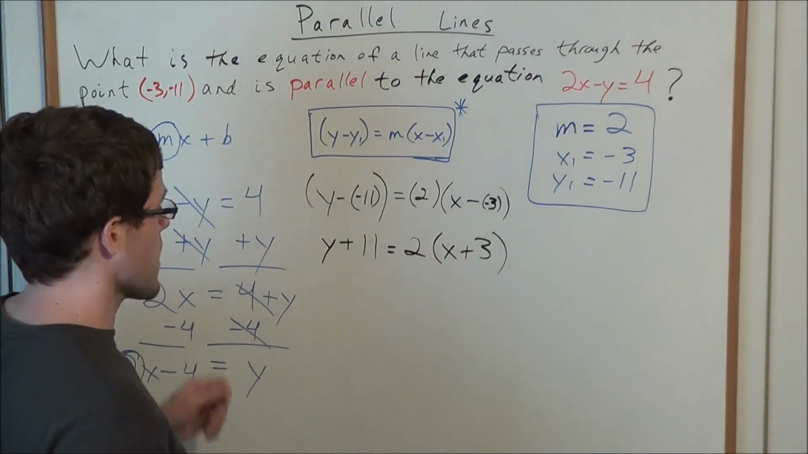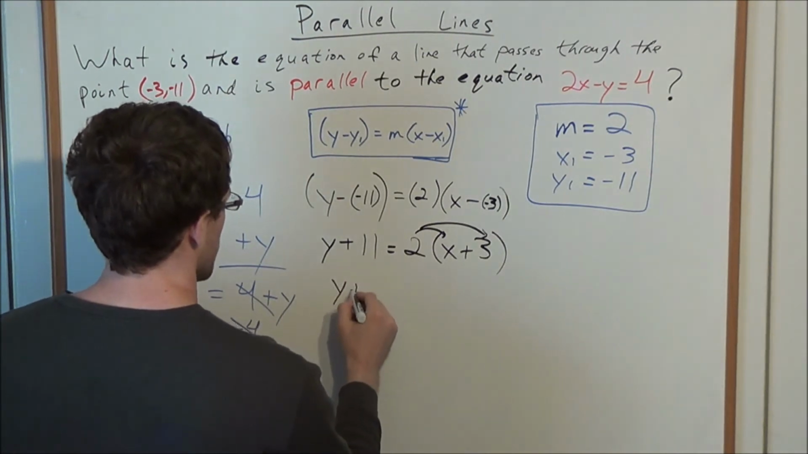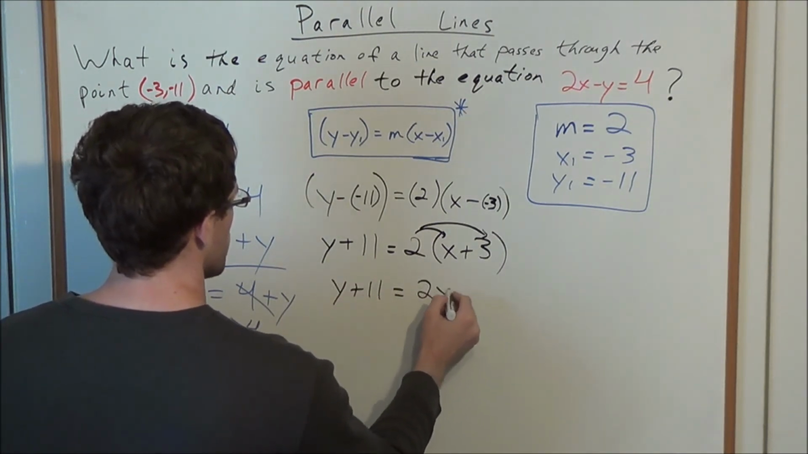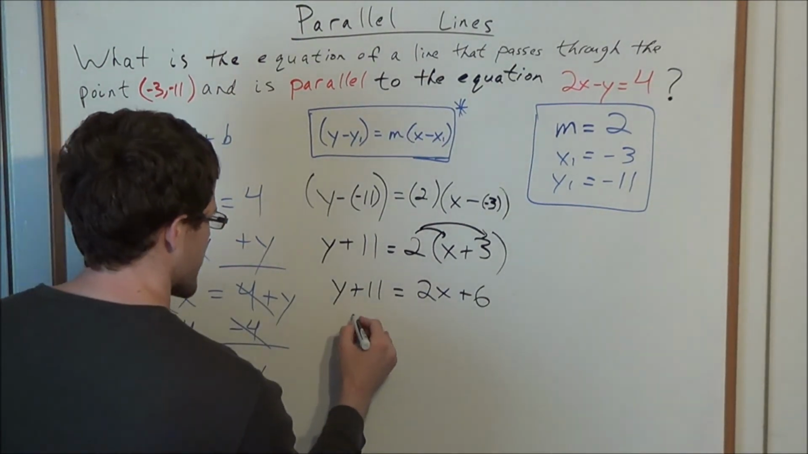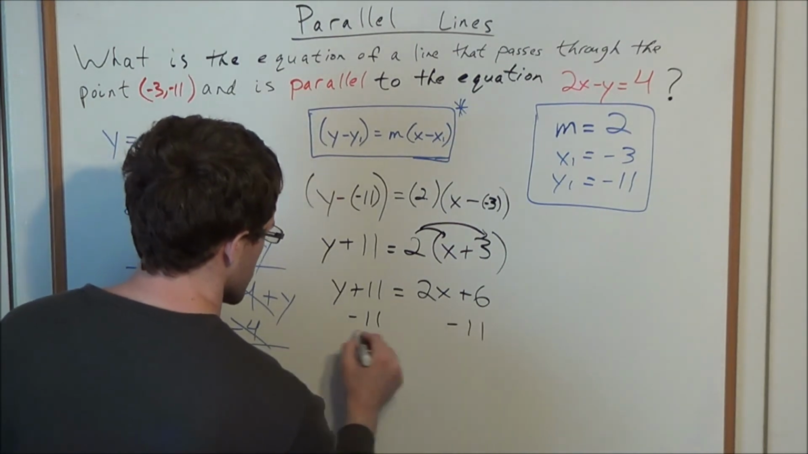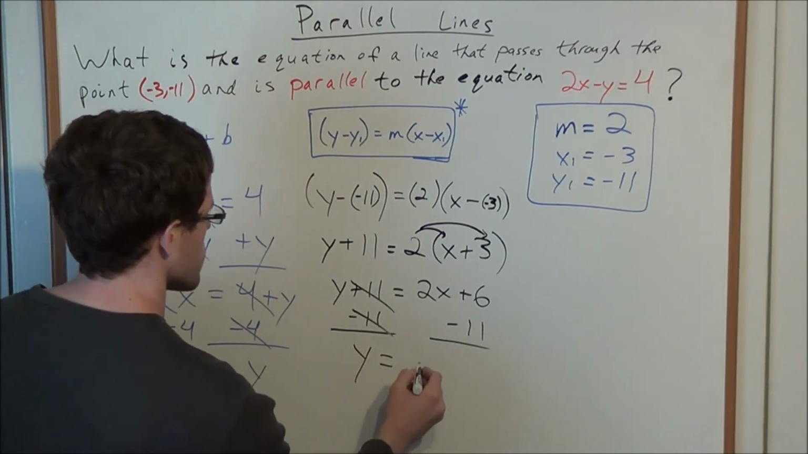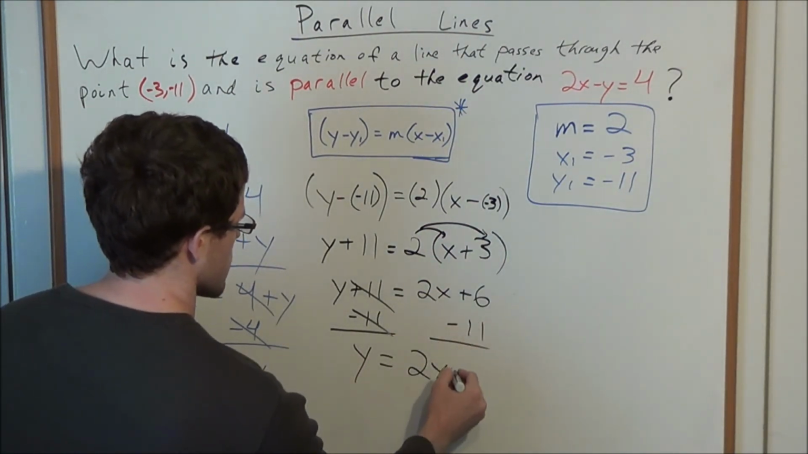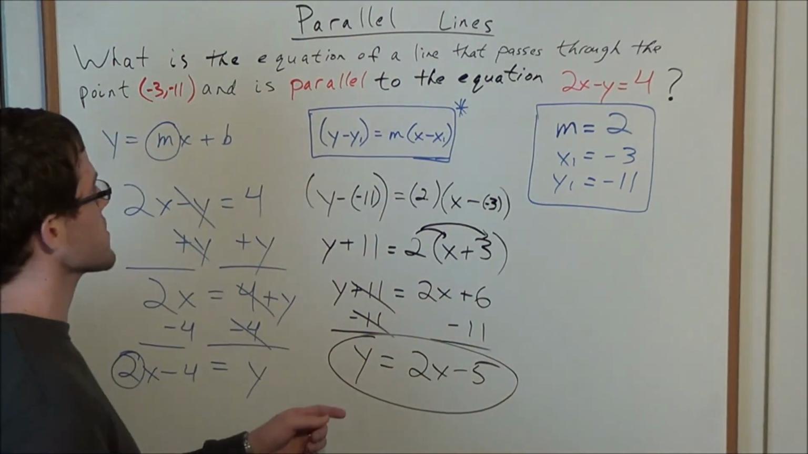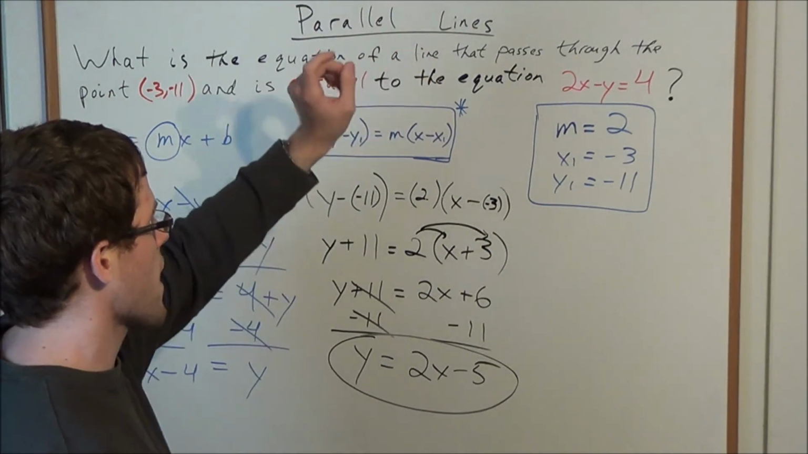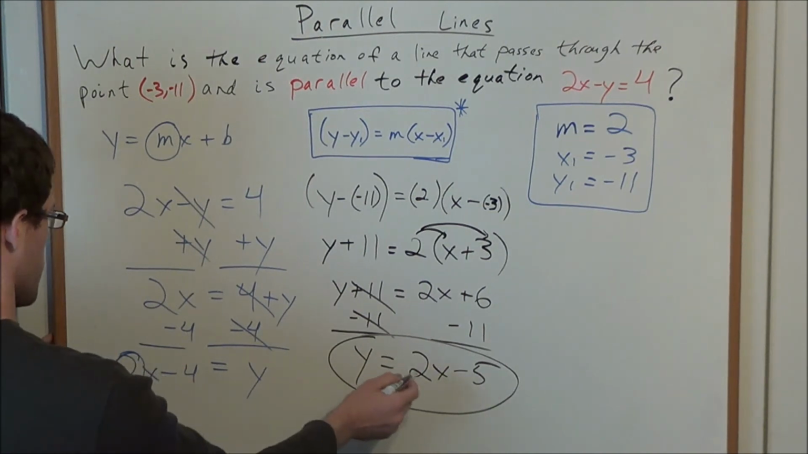So now we're almost done with this problem. What we have to do now is distribute this 2. So we have y plus 11 is equal to 2x plus 2 times 3, so 2x plus 6. Now the last stage is simply to subtract 11 from both sides. So now we have our equation: y equals 2x minus 5. Our equation is 2x minus 5, and this line is going to be parallel to 2x minus y equals 4, because you'll note they have the same slope of 2.